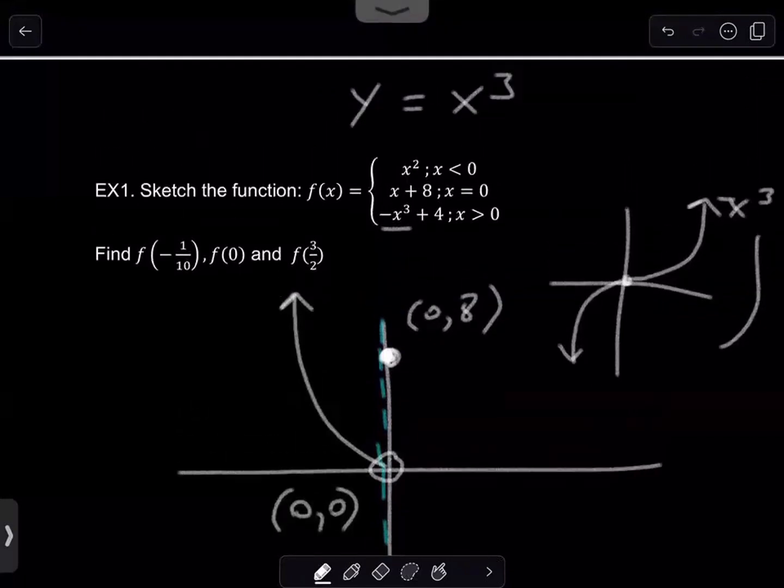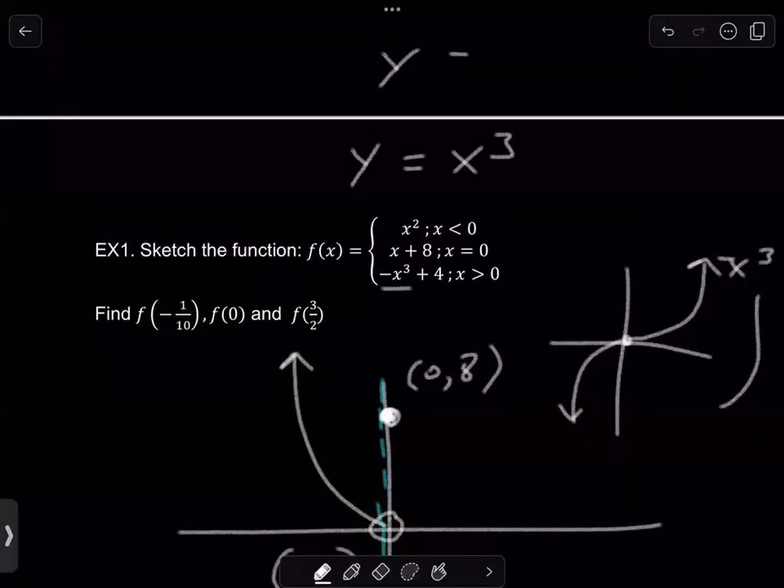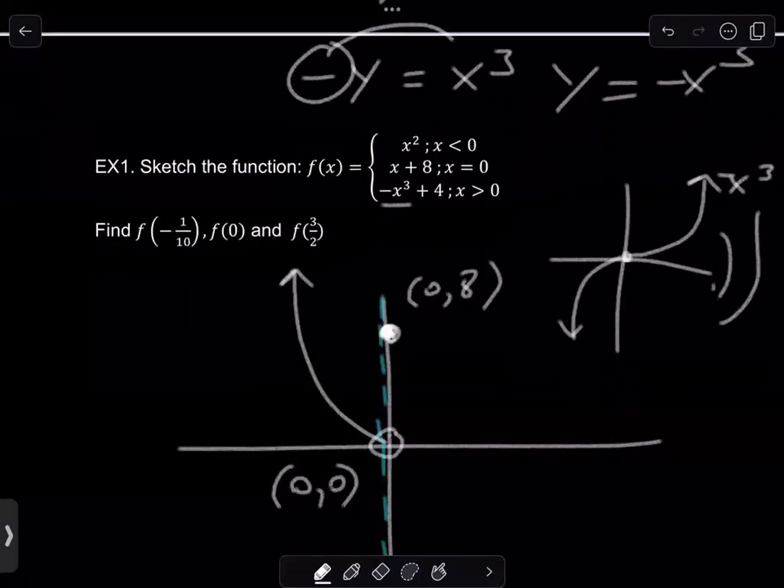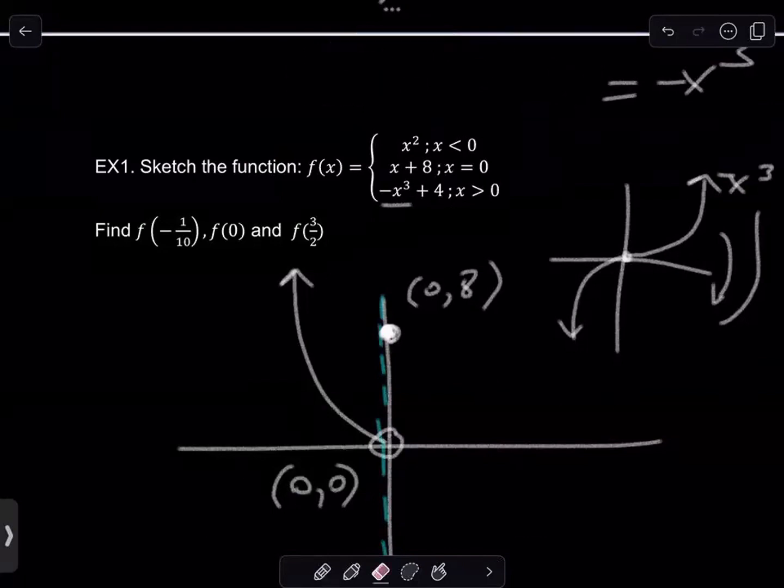I need y is equal to negative x cubed. How can I get that? Let's just put a negative sign in front of the y, sorry. And then if I take the negative over onto the other side, we'll get y is equal to negative x cubed. What I essentially did is put a negative sign in front of the y, meaning I have to reflect along the x-axis. So this negative x cubed graph is going to look like so.